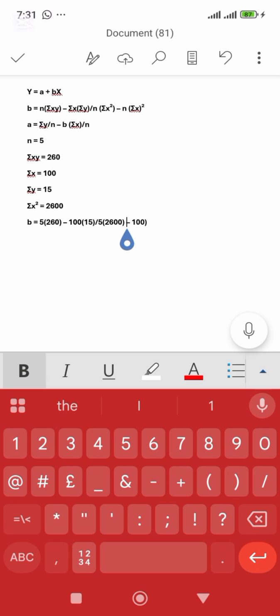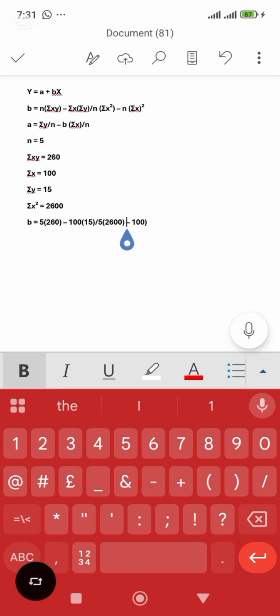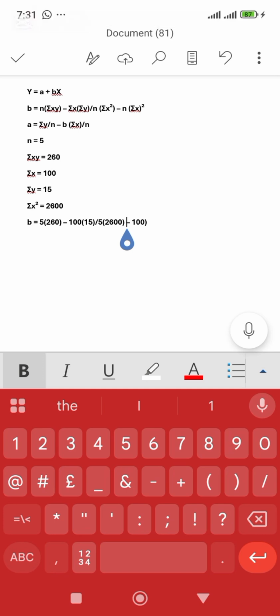Then when we get to that stage, obviously we know we'll do 5 times 260, which, okay, let me just use calculation here. That is 1300, right? Minus 100 times 15, which is 1500, divided by 5 times 2600 will be 13500, right? Minus 100 square, sorry, 100 times 100, which is 10,000.